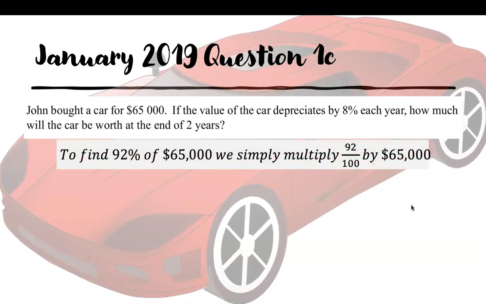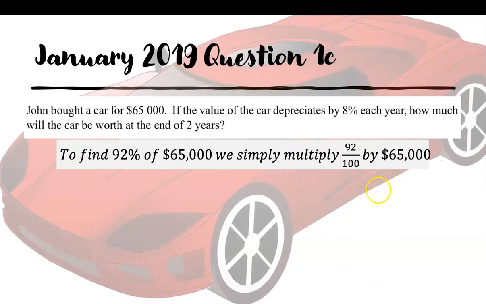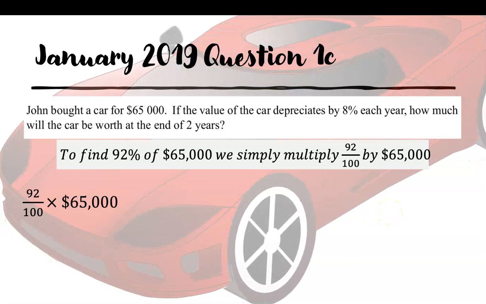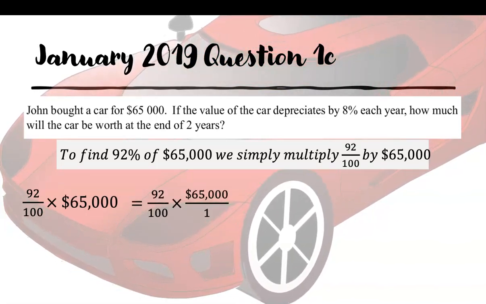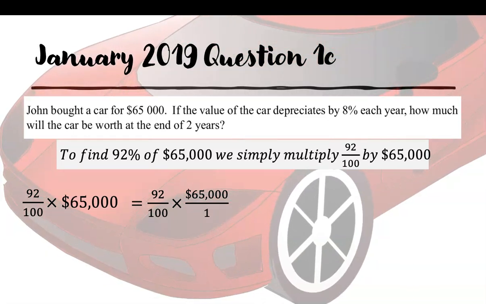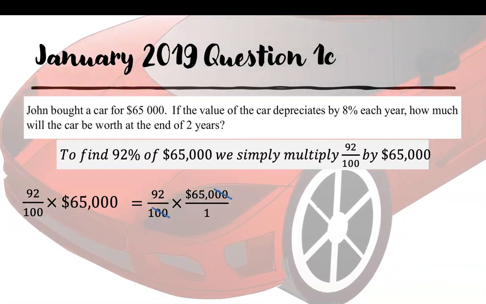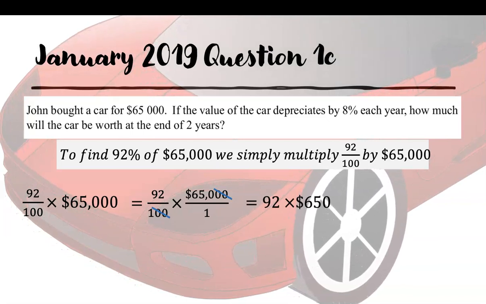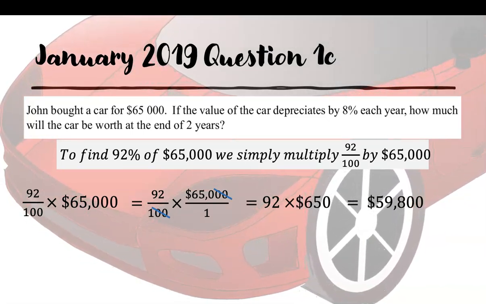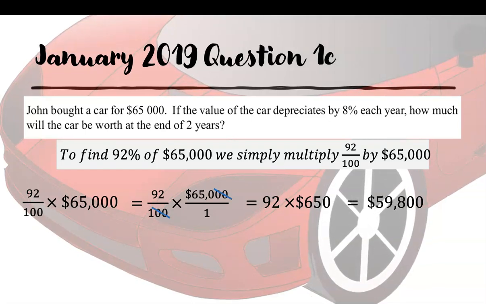To find that 92%, we simply multiply 92 over 100 by $65,000. Right? And we do it like we always do, 2 fractions. So 92 over 100 multiplied by 65,000 over 1. Cancel our zeros. We get 92 multiplied by 650, or $59,800. Right, so at the end of year 1, we have $59,800 left.